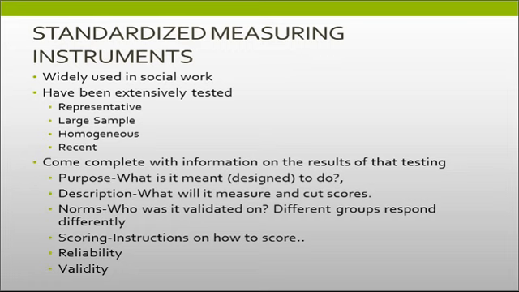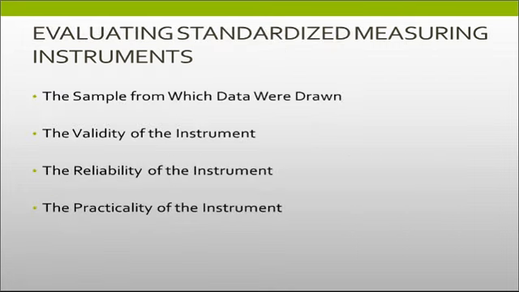So, measuring instruments that are standardized come complete with information on the results of that testing, the purpose, what it's meant to do, the description, what it will measure, and the cut scores, or the range of scores like we discussed with the Hudson's Index on Self-Esteem. The norms, who was it validated on, the different groups, because we know different groups may respond differently. The scoring, instructions on how anybody can score it, how reliable it is, and the validity of the actual tool itself. How do we evaluate standardized measuring instruments?